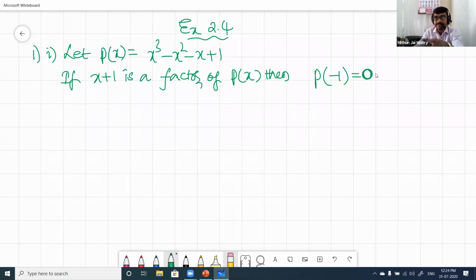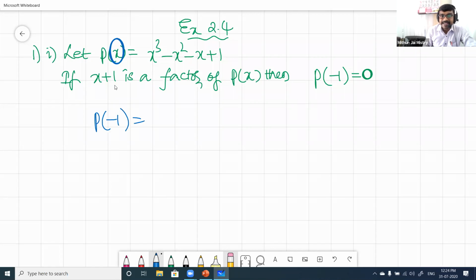If you get 0, then we will say that x plus 1 is a factor. If the remainder is not 0, then obviously x plus 1 will not be a factor. So we are going to find the remainder only here presently. So let me write p of minus 1. In the place of x, I am writing minus 1. Means what I am doing? I am finding the remainder.